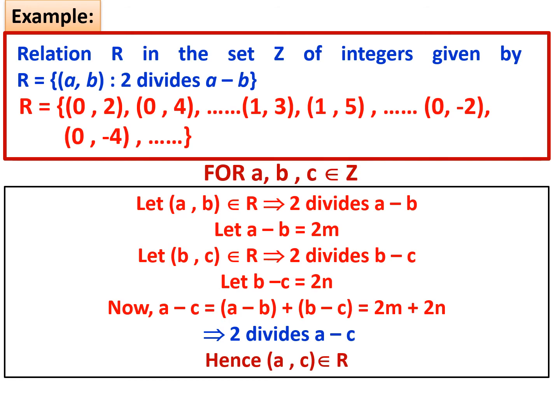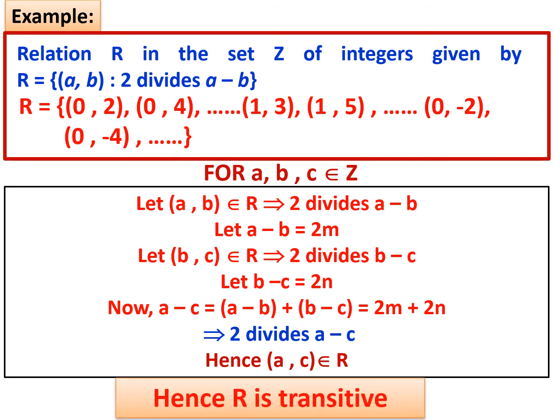A minus C also should be a multiple of 2. When you use that idea, A minus C is nothing but A minus B plus B minus C. It is nothing but a multiple of 2, that is 2 multiplied by M plus N. Therefore, 2 divides A minus C also. Therefore, it is a transitive relation.